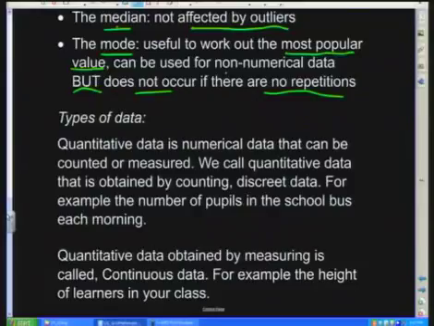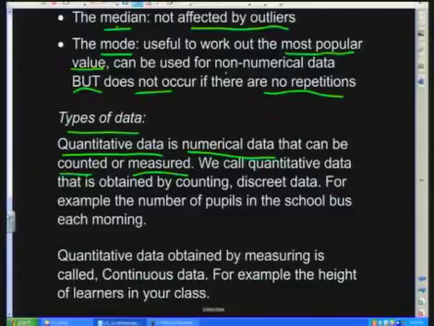Okay, we're going to look at the different types of data. The one you get is the quantitative data, which is really what we'll be using. And this is all the numerical data that can either be counted or measured. Okay, so your quantitative data is divided into two parts. You can either count it or measure it. Okay? We call quantitative data that is obtained by counting, very, very important, if you're counting your data, we call that discrete data.